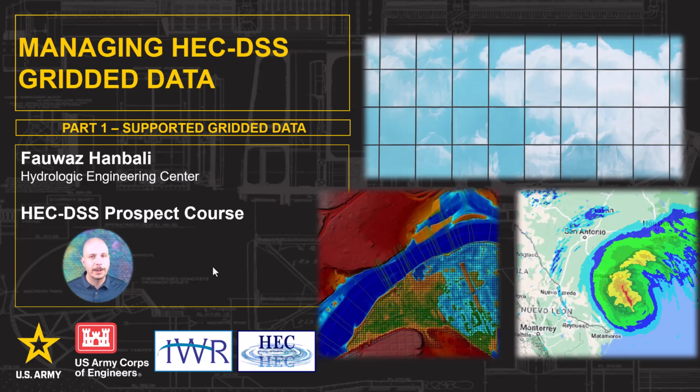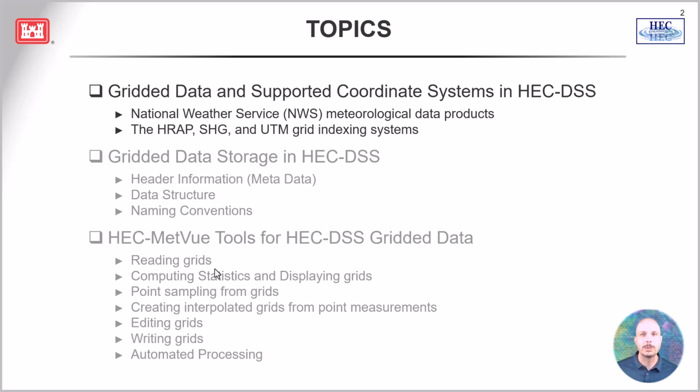I'm going to talk to you about HEC-DSS and gridded data management. This is the first part of the presentation, focusing on the primary gridded data and supported coordinate systems in HEC-DSS. In another part of the presentation, we'll take a look at how gridded data is stored in HEC-DSS. We'll finish up the presentation highlighting some of the helpful tools in HEC-MetVue, which is a specialized program for visualizing and editing gridded data.